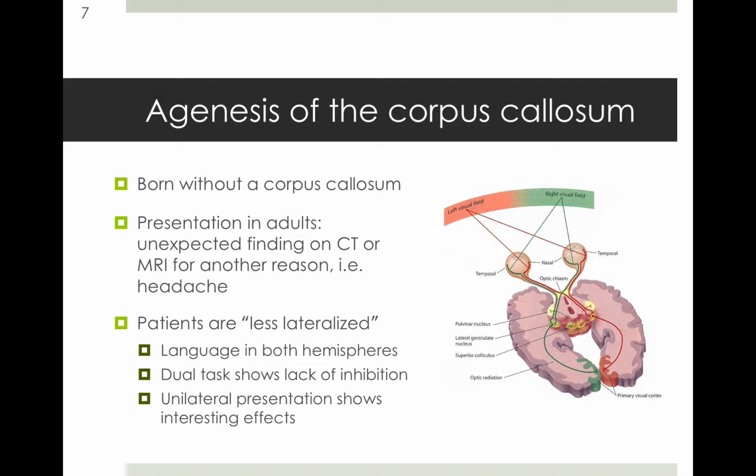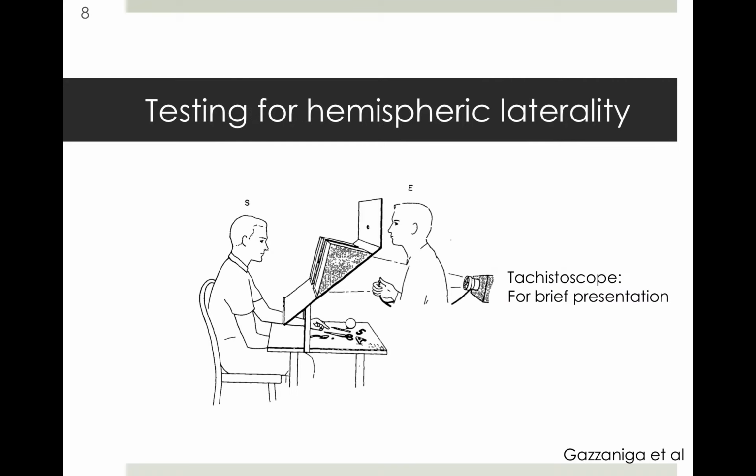So how are these tested, right? Well, there are old-fashioned ways to do this, and there are newer ways to do this. Newer ways of course involve some kind of computer screen. Older-fashioned ways use a tachistoscope. I'm not even sure, nobody uses this anymore, but it's something that can briefly flash a visual stimulus to one side of your visual field at once.